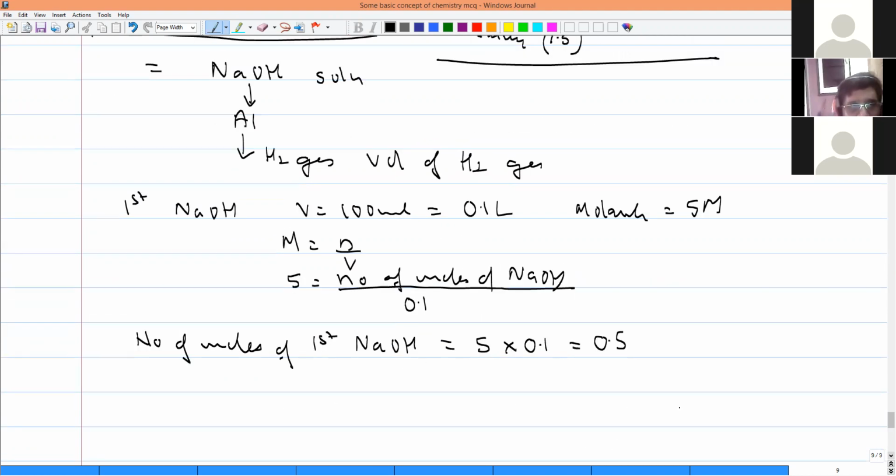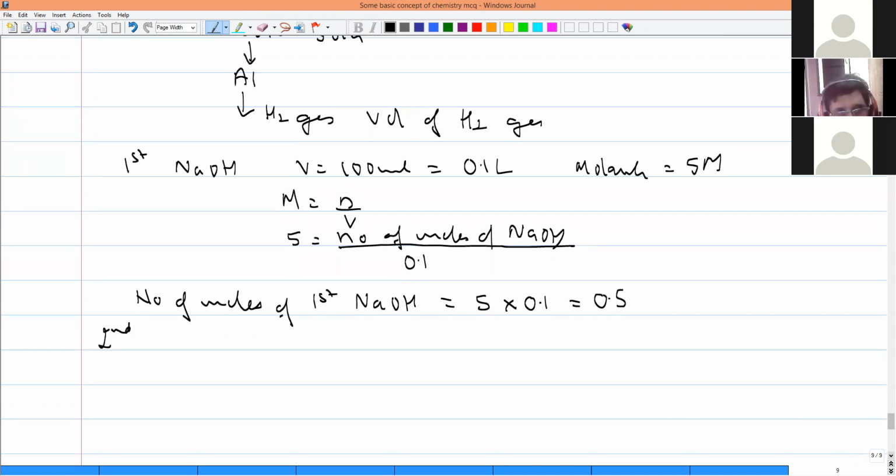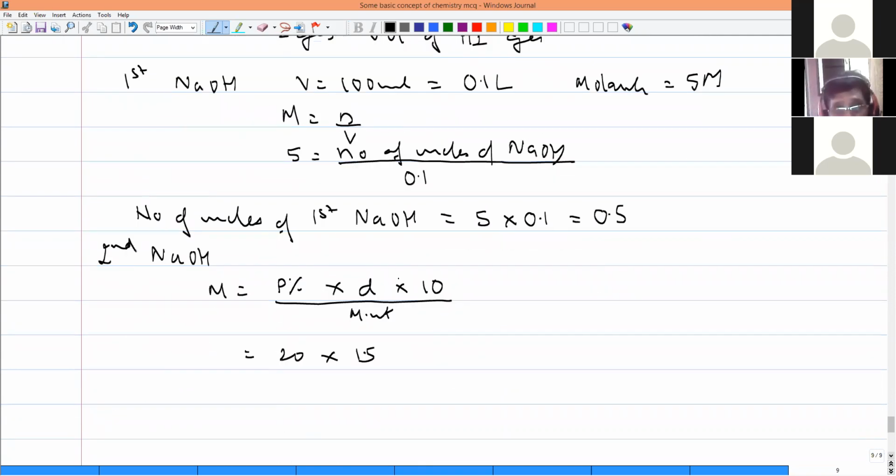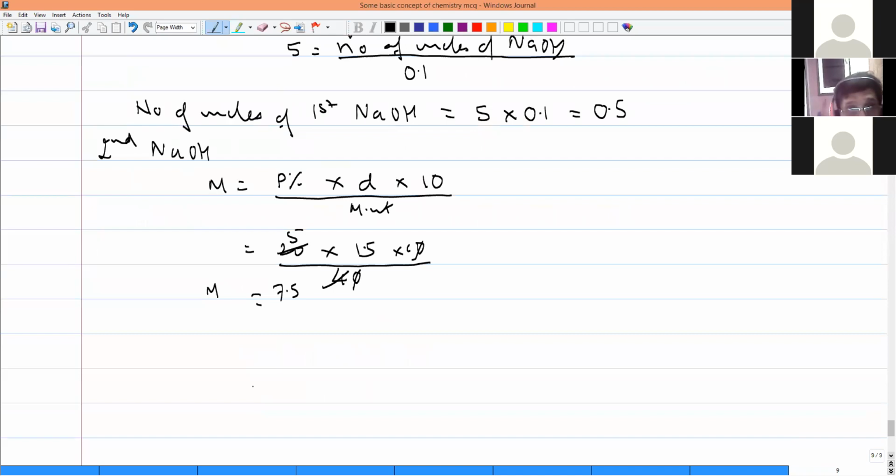Now the second NaOH. First we find the molarity. Molarity is equal to percentage into density into 10 upon molecular weight, because the percentage is given. So that is equal to 20 into density 1.5, I think, into 10, upon the molecular weight of sodium hydroxide, which is 40. Five into 1.5, how much will it be? 7.5. This is the molarity.